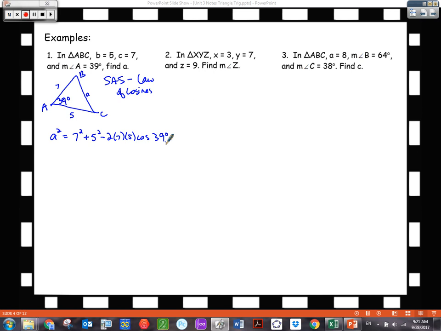So for work purposes, I have to see this step. I have to see you plugging into the formula. Once I see you plug into the formula, I can just get the answer after that. You don't have to show me the intermediary steps. You can if you want to, but I have to have that first step. So we would plug this in our calculator, the 7 squared plus 5 squared minus 2 times 7 times 5 cosine 39 degrees. We're going to get a number.